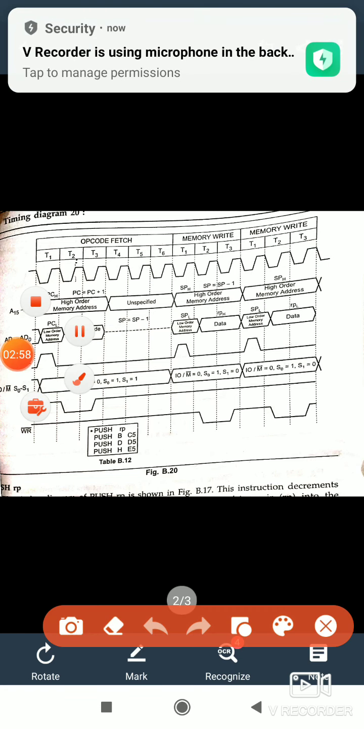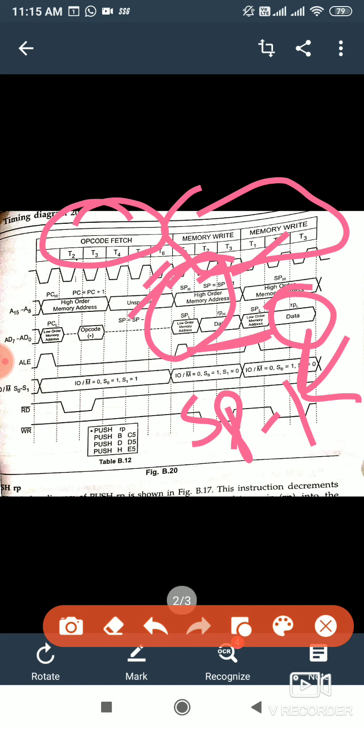Stack pointer is decremented first, and then we will put our higher order byte onto it. Basically we are writing the higher order byte onto our stack pointer. Now again we will decrement our stack pointer. Now we will write our lower byte onto that stack pointer. So two memory writes with the opcode fetch of 6 T states would be in push instruction.